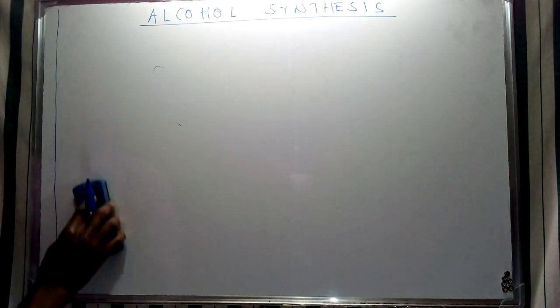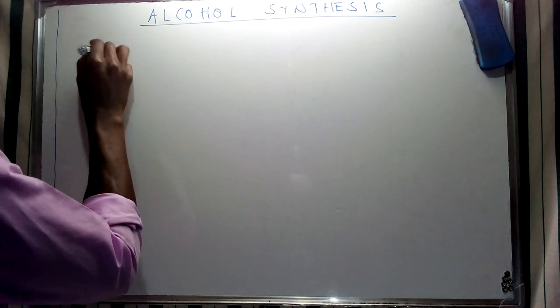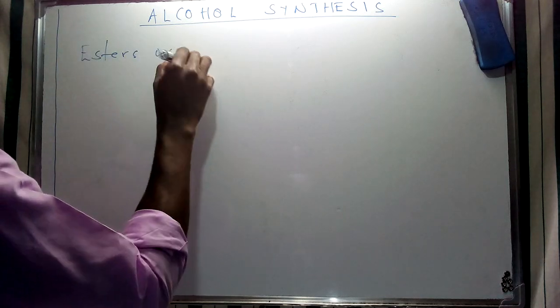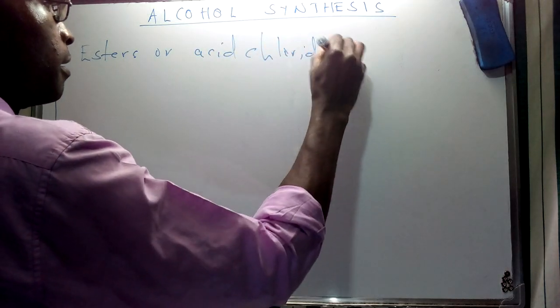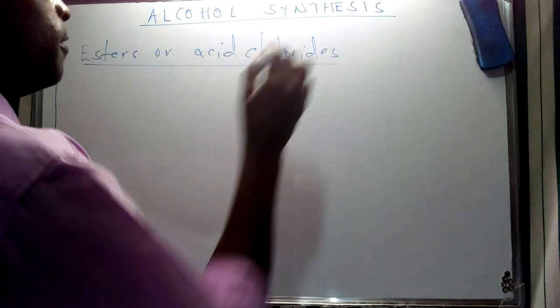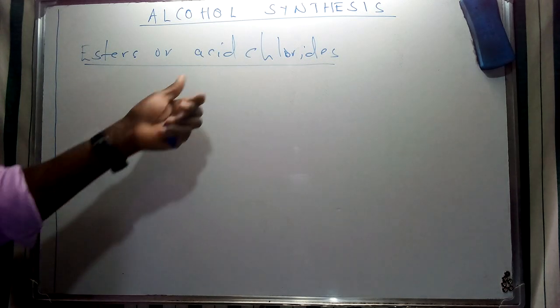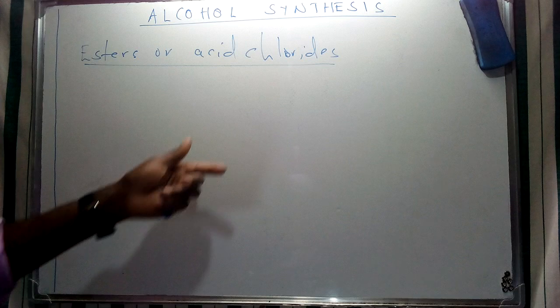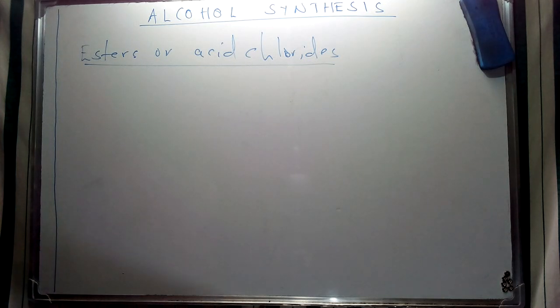And this is going to entail a different class of organic compound, that is esters, or what we refer to as acid chlorides. Now in this case, given the general illustration for these two classes of organic compounds, and specifically if we talk about acid chlorides, these refer to organic compounds that are reactive derivatives of carboxylic acids.